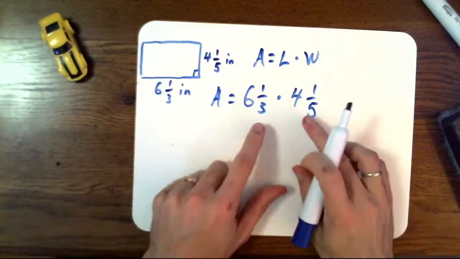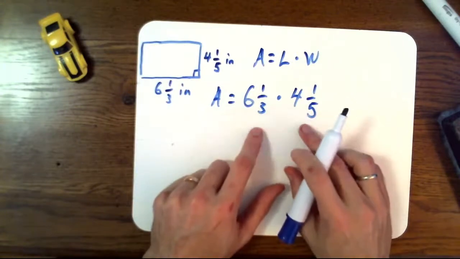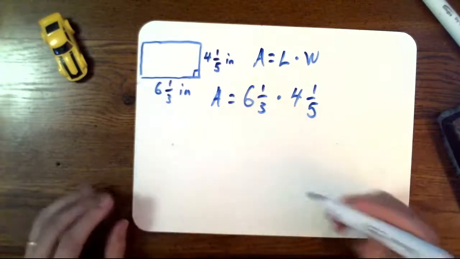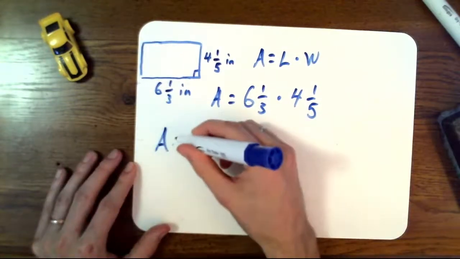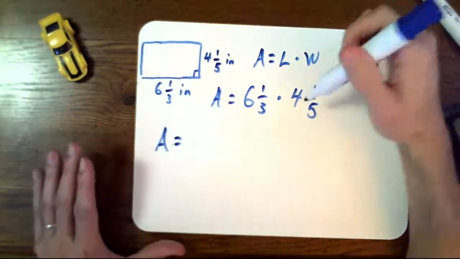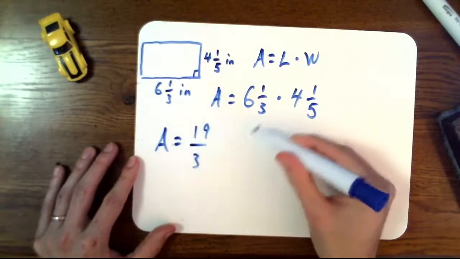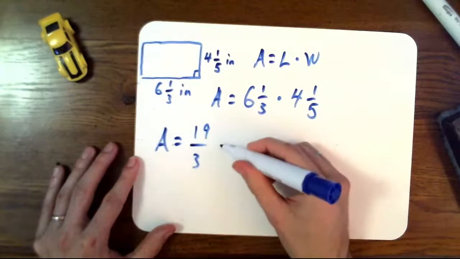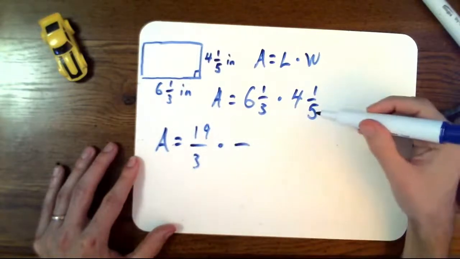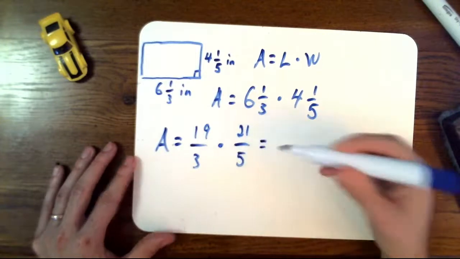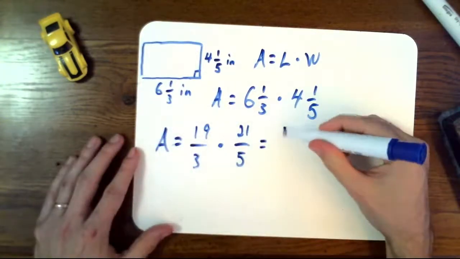But I would not recommend multiplying these as they are. You always want to change to the improper form. That way you can see what math is true, what math would lead you astray. So changing these to the improper form, that's 18 plus 1, 19 over 3. This is 20 plus 1, 21 over 5. And now you just multiply going across.